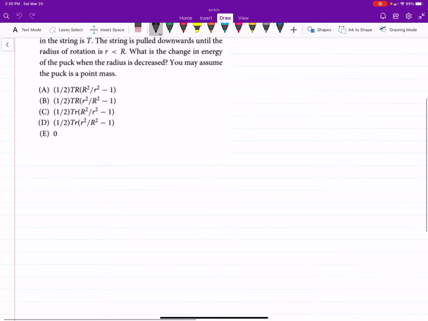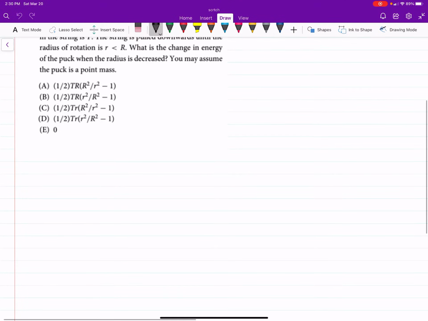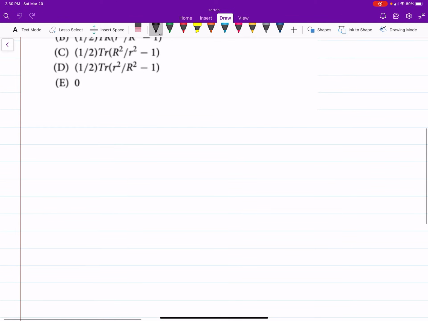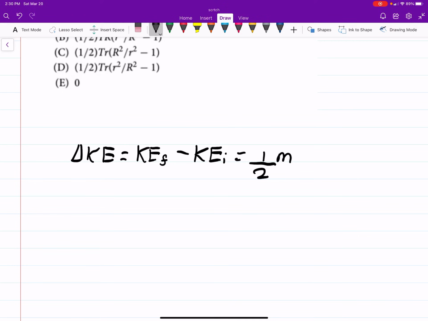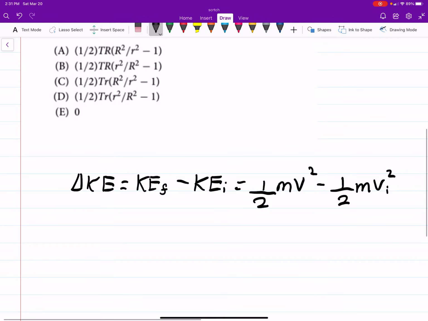So the only type of energy we're going to have for this puck is the kinetic energy. And the change in kinetic energy is just your final kinetic energy minus your initial kinetic energy, which we know to be equal to 1/2 m v squared minus 1/2 m v initial squared. Now, obviously, if we look at our option choices, that's not an option. That's a little too easy.